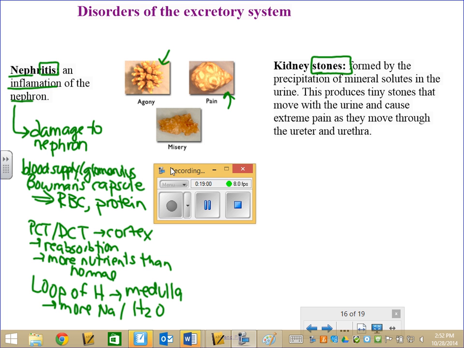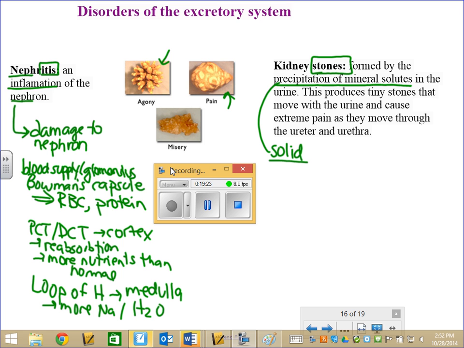And there's different degrees that you can have. Sometimes people would have one kidney stone, or maybe you would have multiple kidney stones at the same time. The idea is they're formed by the precipitation, so that means I'm forming a solid out of something that is usually soluble.